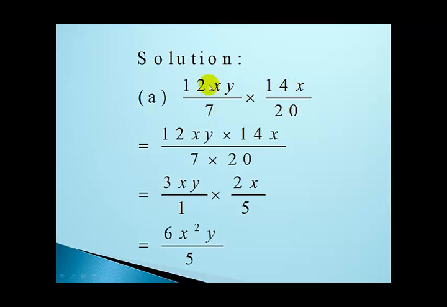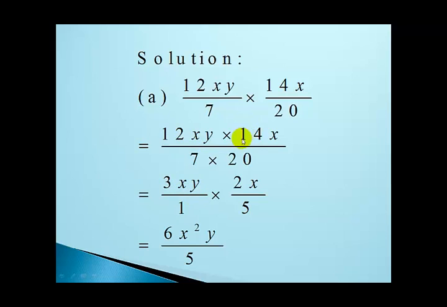So we multiply the numerators. That is 12xy times 14x. So we have 12xy times 14x divided by 7 times 20. So now, 4 goes into 20 5 times, and that is how come we have 5 here. 4 goes into 12 3 times, and that is how come we have 3xy here. 7 goes into 7 once, so we have 1 here.